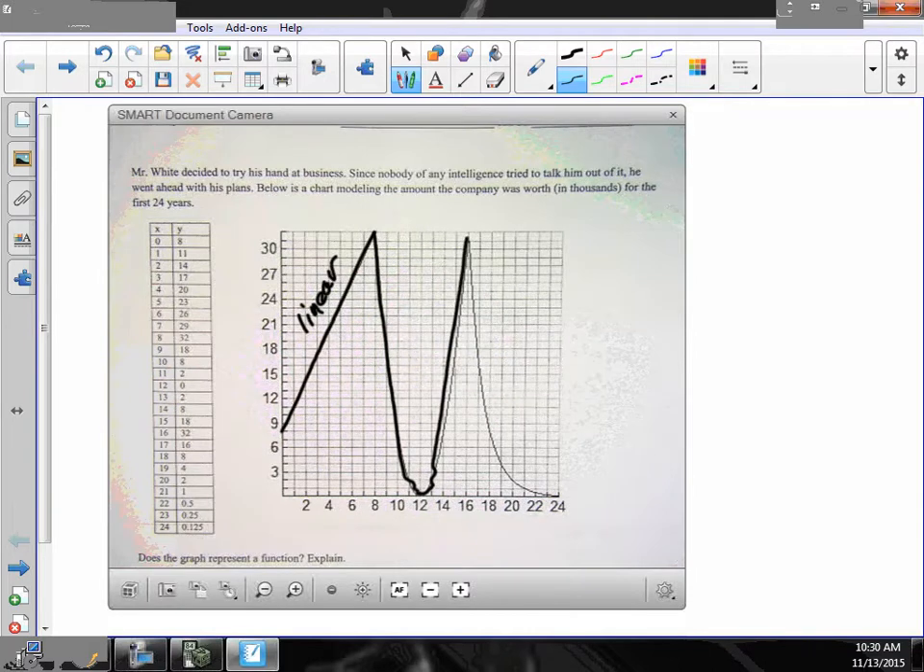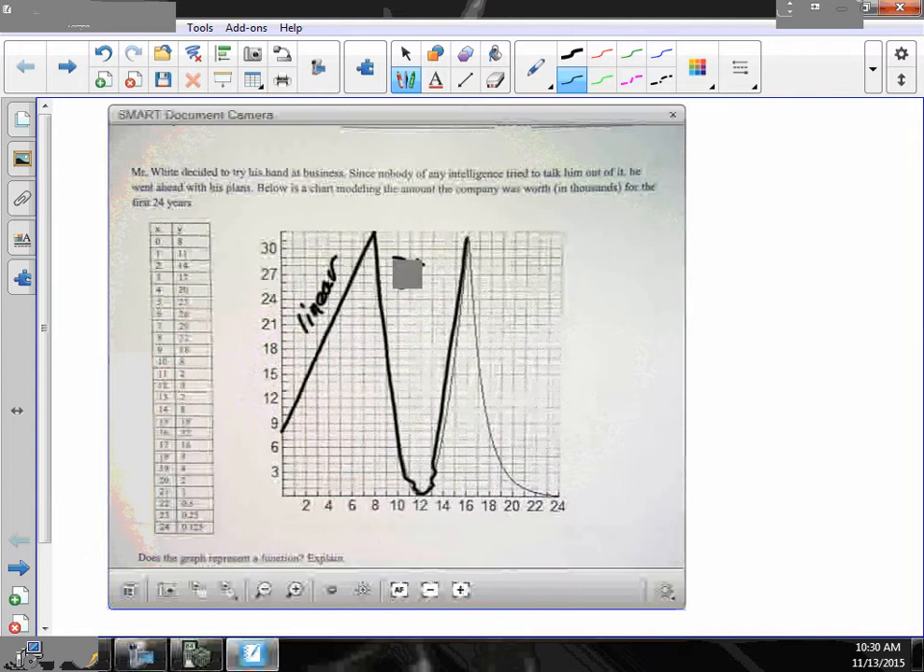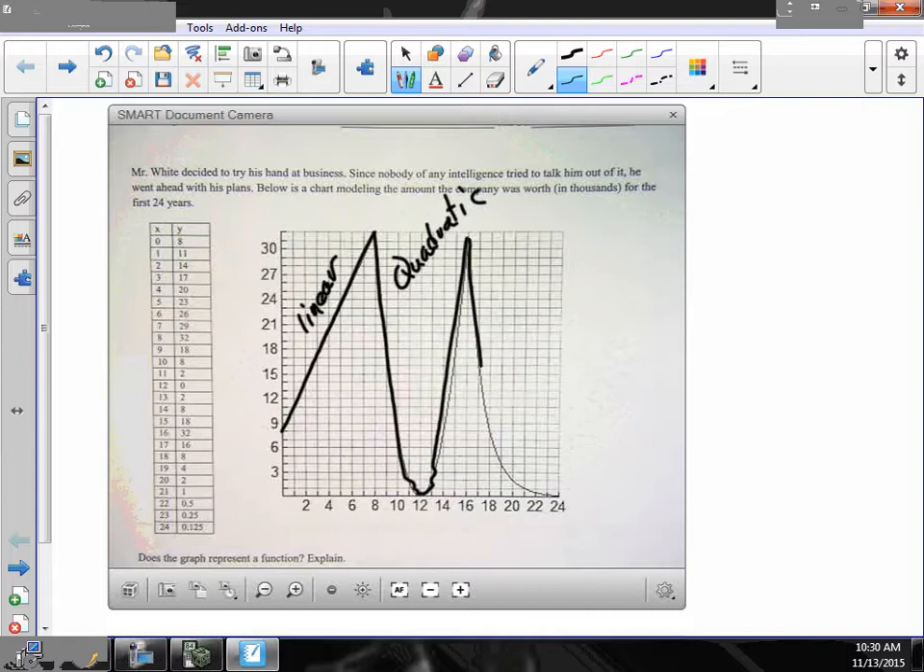What type of function graphs a parabola? An x squared, which is a quadratic function. And then what type of function goes down really fast and then gets closer and closer and closer to 0? Starts with an E, exponential.